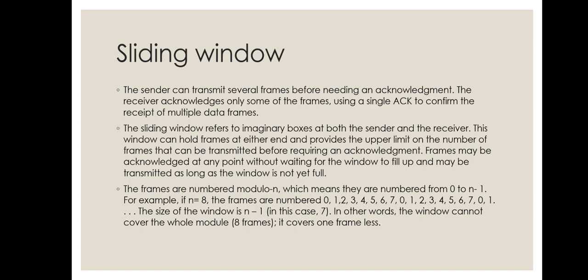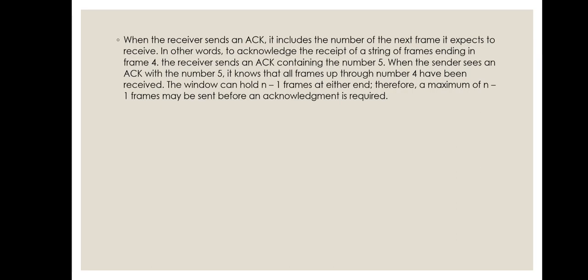The size of the window is n minus 1. So we got n is equal to 8. So here the size of the window is n minus 1, which is equal to 7 in this case. In other words, the window cannot cover the whole module. It covers one frame less. So we can say that the window can cover only n minus 1 frames, that is 7. It covers one frame less.